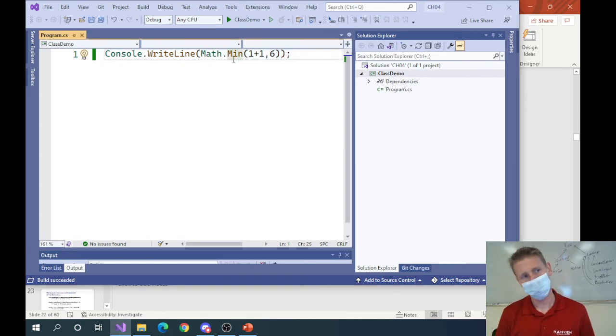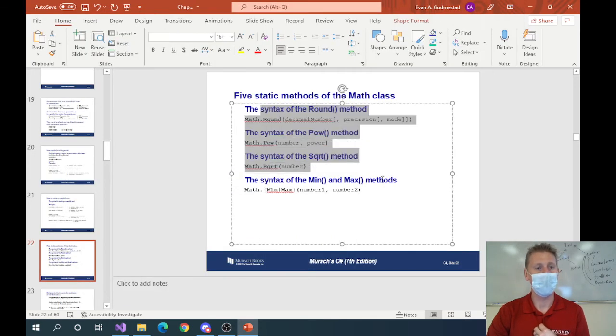So, a class, it is true, a class is a blueprint of an object, but sometimes classes are just utility classes and they provide some functionality for us. And the math class is one of those classes, and those are some of the common methods that we've covered.